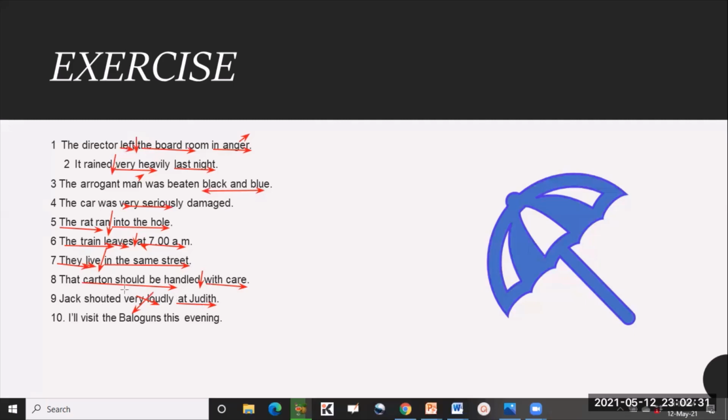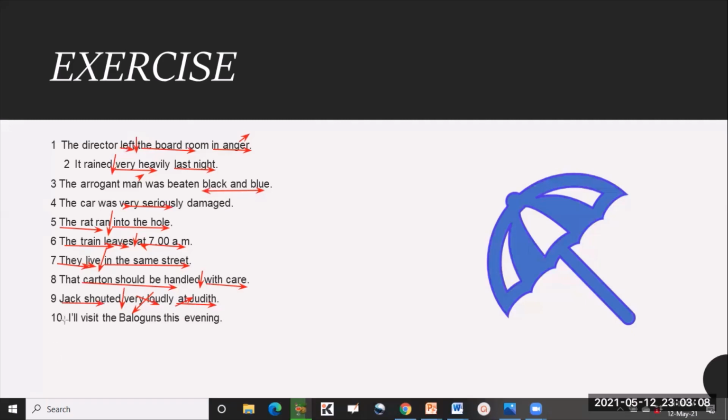So again, if we use the border principle and the questioning method, if we say "Jack shouted," a number of questions will arise. How did Jack shout? Very loudly. So it's an adverbial phrase. At whom did Jack shout? At Judith. So you can see again, it is an adverbial phrase because it's telling us more about the action, which is "shouted," a verb.